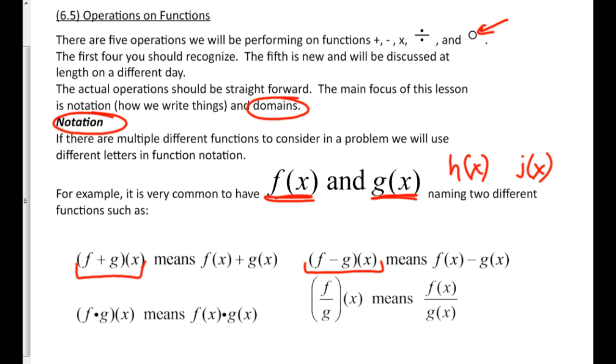Multiplication is f times g of x. You'll also sometimes just see fg of x. And that also means f times g of x. So that means f of x times g of x. And then lastly is division. F over g of x is just f of x divided by g of x. So those are how we write the 4 operations. This is going to be a lot of combining like terms, multiplying terms, and dividing.